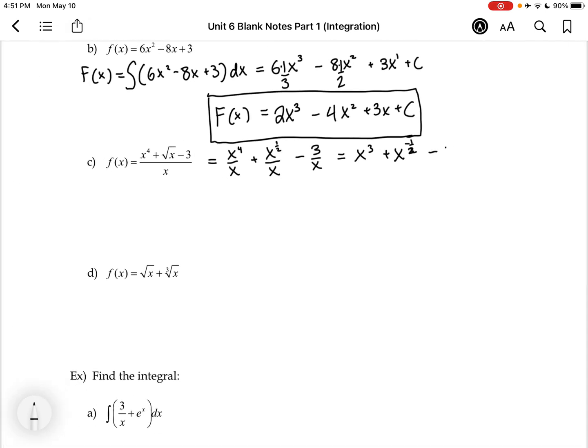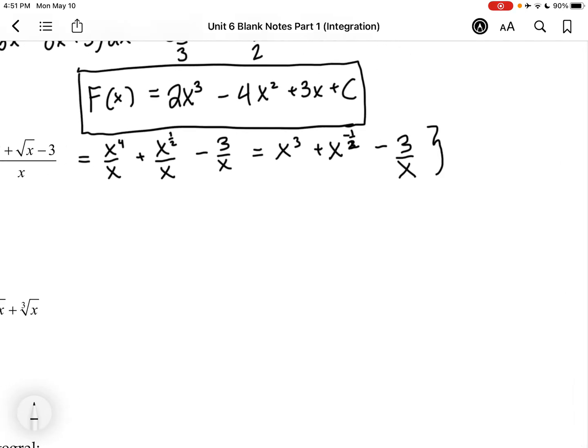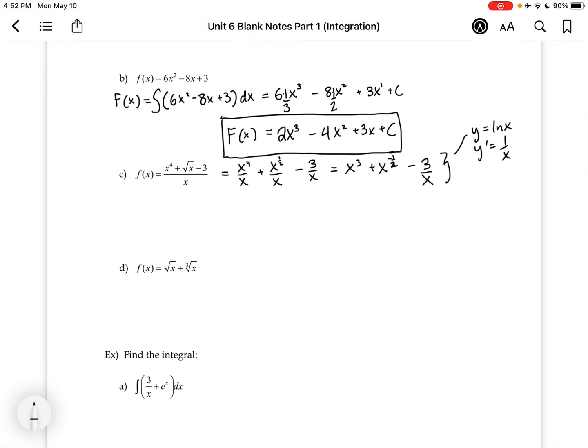Now we have to remember that the derivative of ln x is 1 over x. So when you have the derivative with a power of x of negative 1 or 1 over x, the original function would have been ln x. So that's kind of the only exception to the rule. Okay, so here, if y equals ln x, then y prime equals 1 over x. Okay, and if we're working backwards, this is our y prime. So the minus 3 over x is our y prime. We're working back to the y.